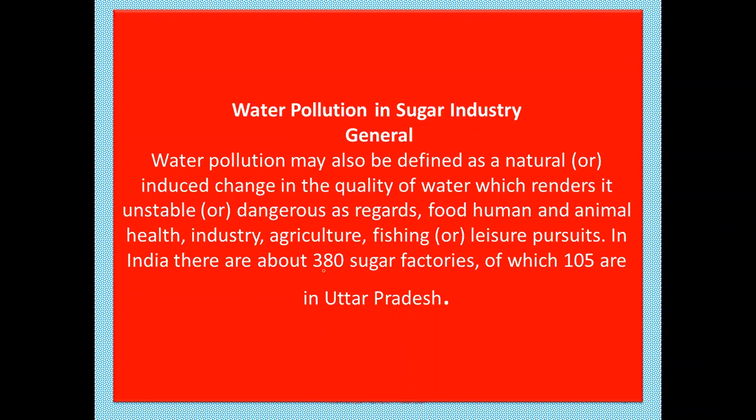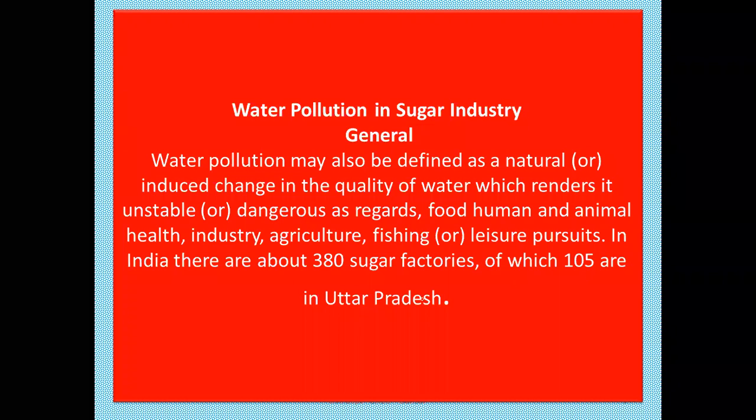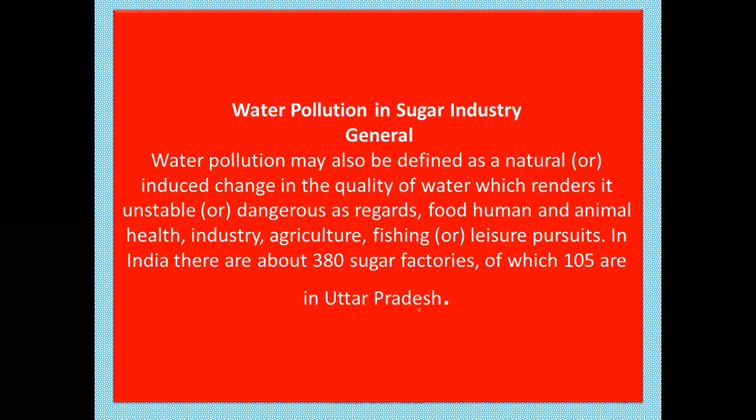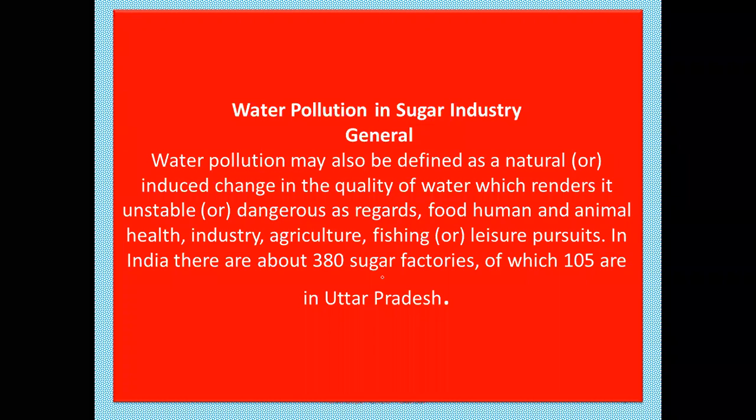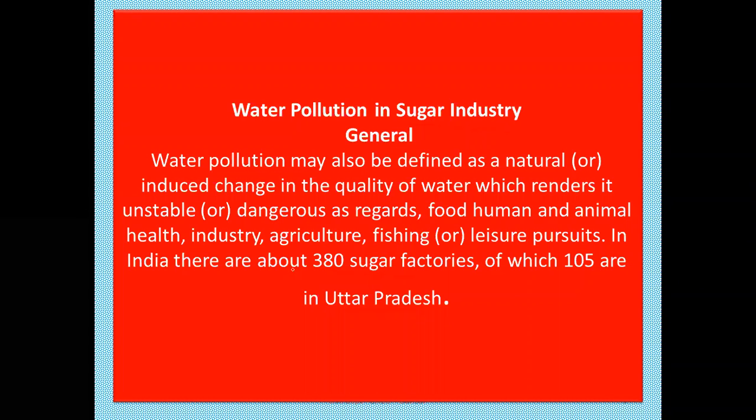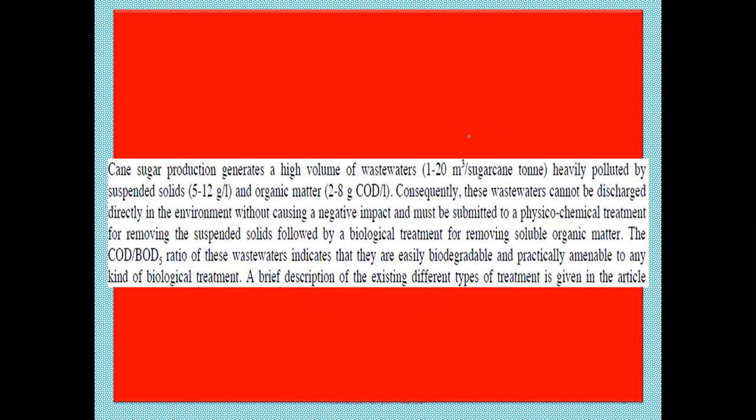In India, there are about 380 sugar factories, of which 105 are in Uttar Pradesh. This is a general knowledge point you should remember. Whenever a question comes to write about the sugar industry, if you highlight this, the evaluator will think that you have some knowledge of the concept. Don't write the exact number; there may be more than 380. There are about 380 sugar factories in India, out of which 105 are in Uttar Pradesh. Highlight the important names, right? Now we'll discuss in detail.